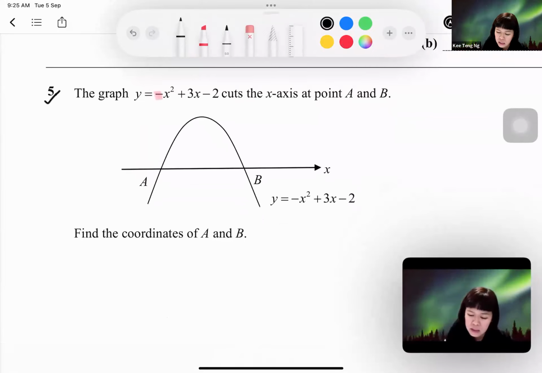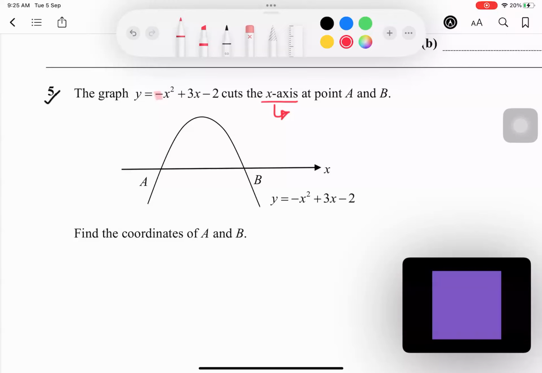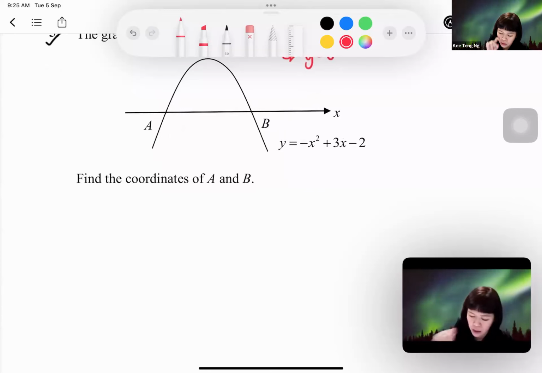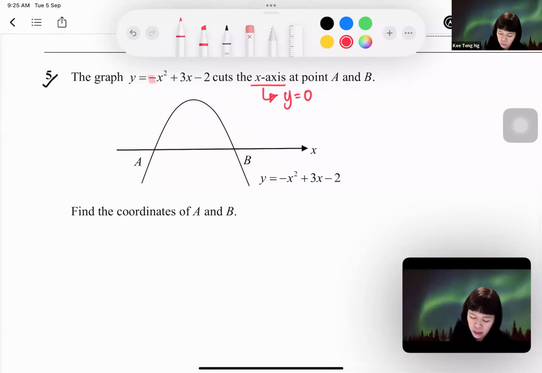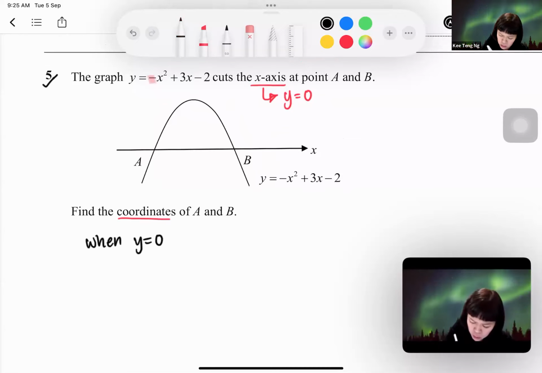Next thing is the curve cuts the x-axis. What happens when it cuts the x-axis? Lincoln, can you tell me what happens when it cuts the x-axis? Y is 0. So, if I want to find the coordinates, I'm going to substitute y equals to 0 into my equation.